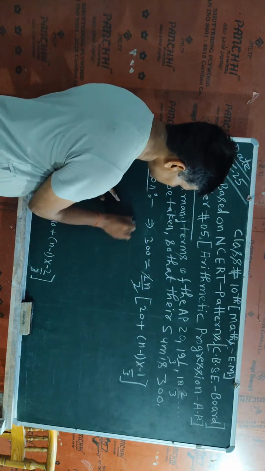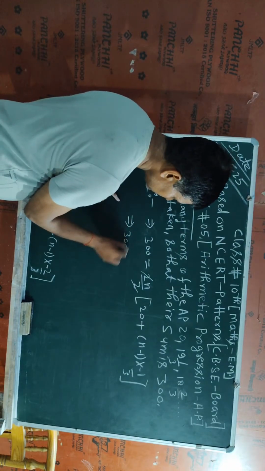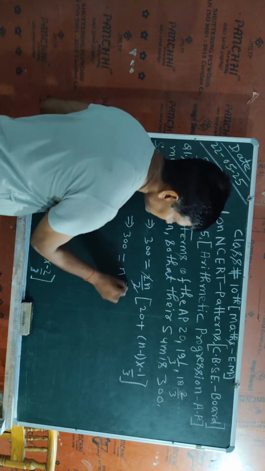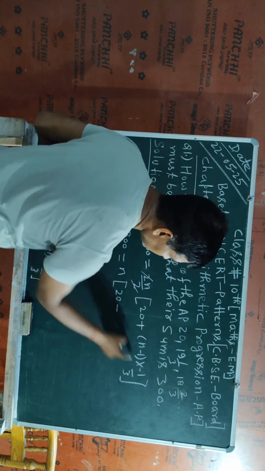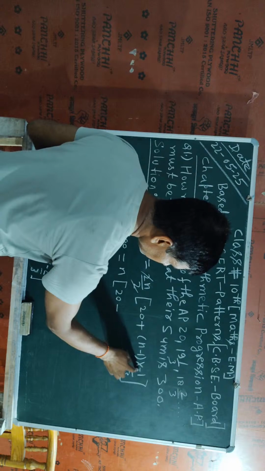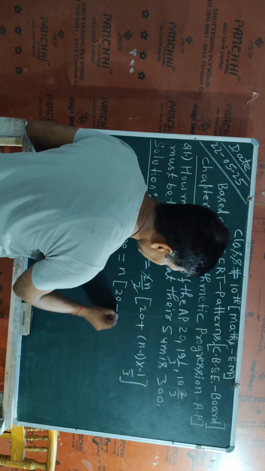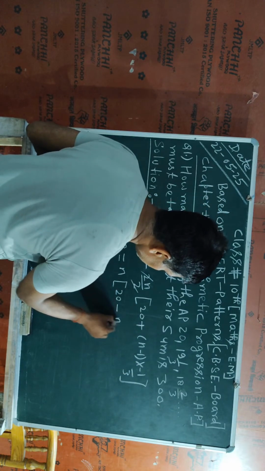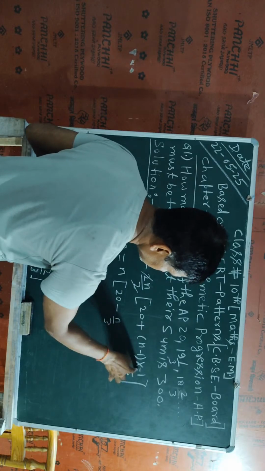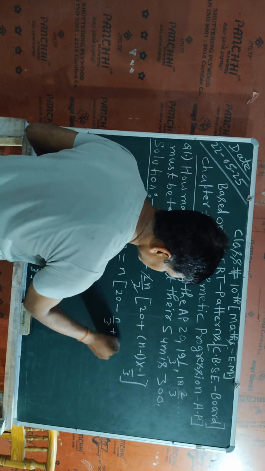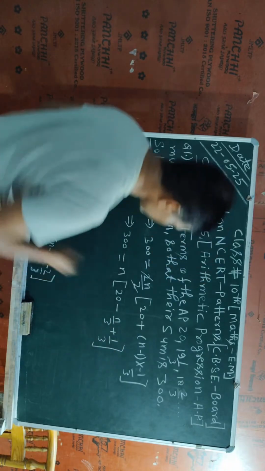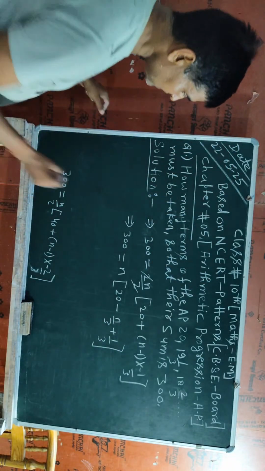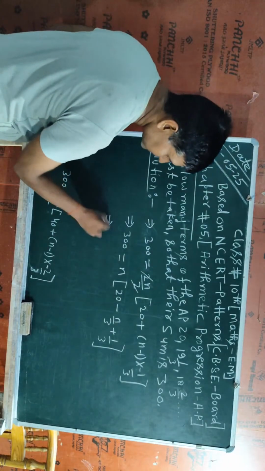So here I will say, implies that 300 is equal to n, and in the bracket I have to write 20, plus here I will multiply minus into plus, that will be minus n divided by 3, and here is minus and here is minus, that will be plus 1 into 1 divided by 3. Okay, students, so I have solved this. So now again further I will simplify.